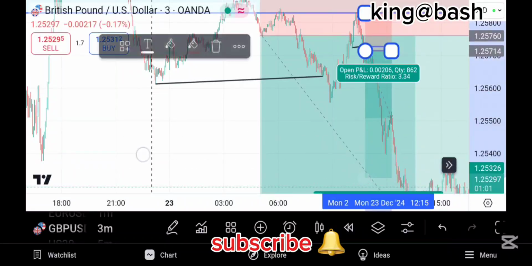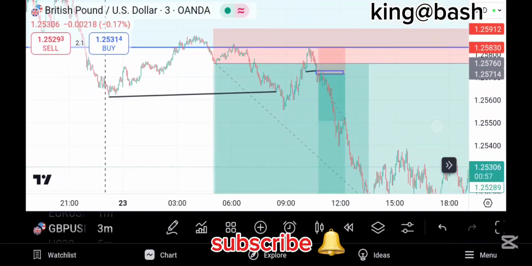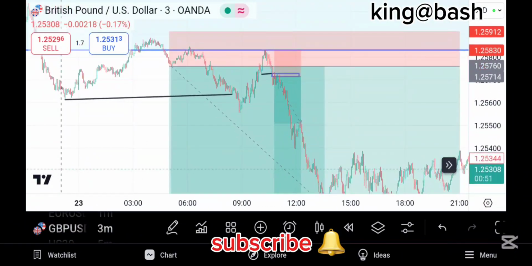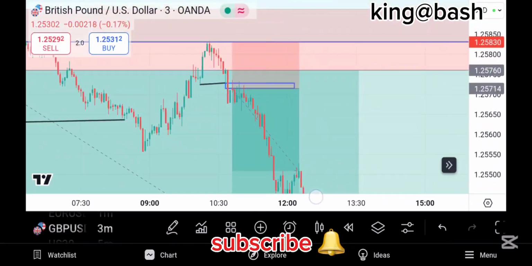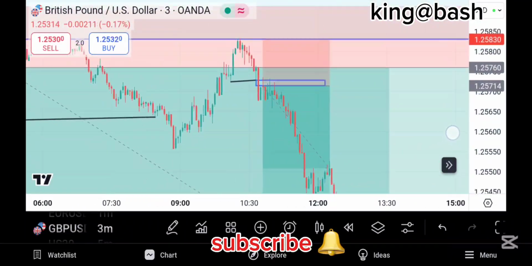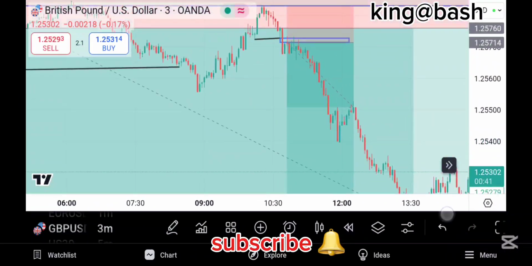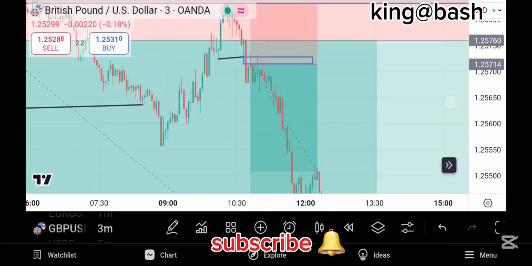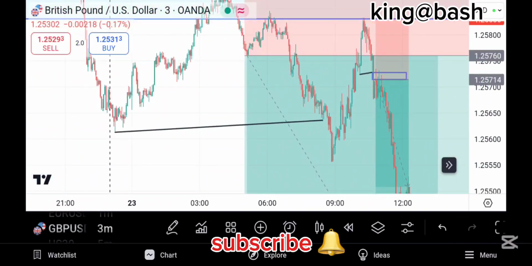You can target the low. For the first position it is 1 to 4 risk to reward, but for the second position, because you are entering on the 2 minute time frame, now you see the risk to reward is close to 1 to 5. Can you see? It's close to 1 to 5, 4.88. So this is how to take your entry using the system I told you.